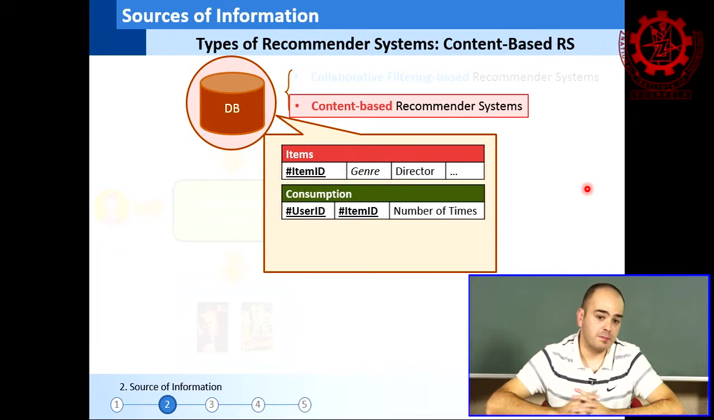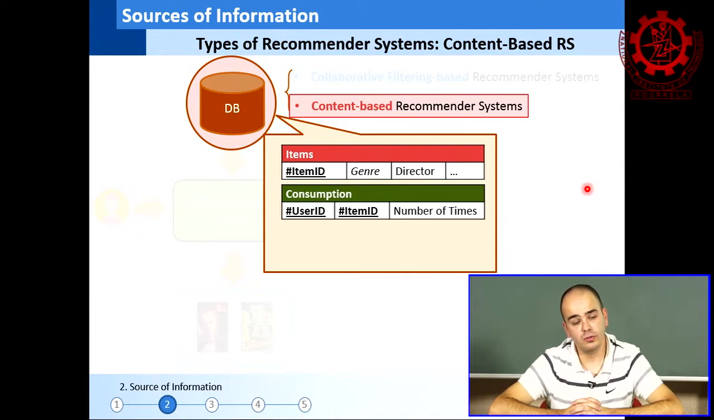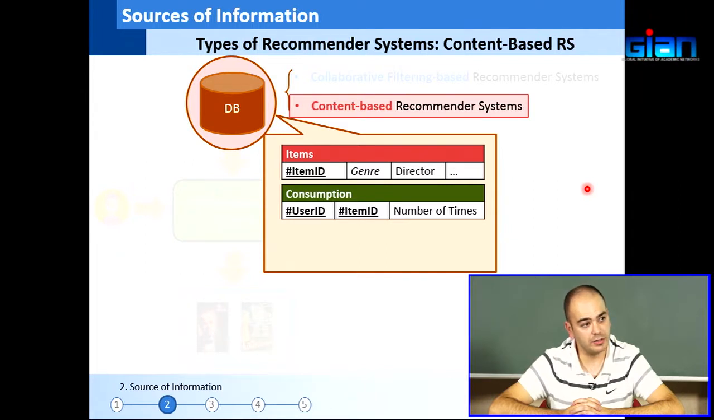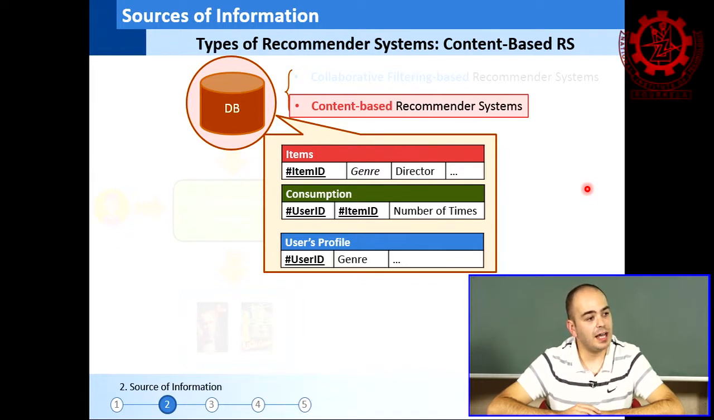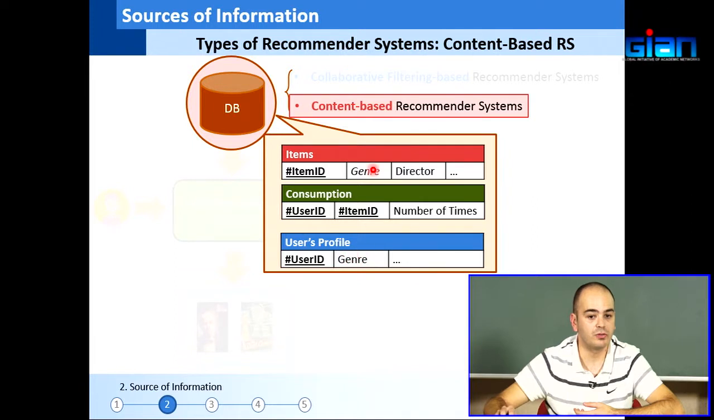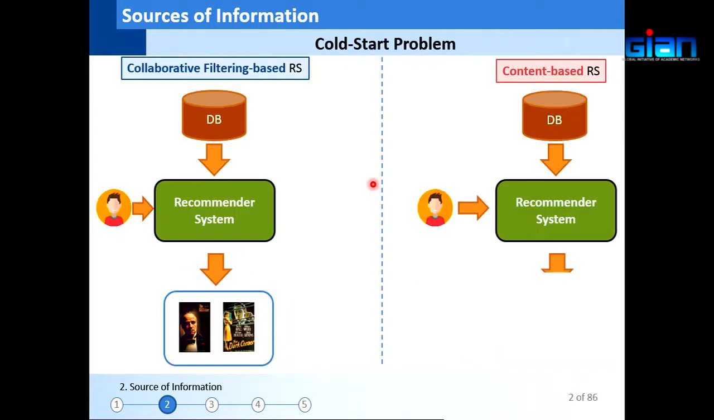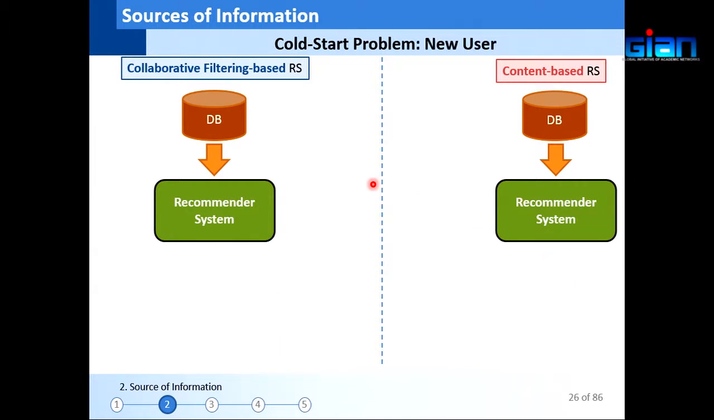When we speak about content-based recommender system, the database has mainly two important data tables. One of them is related to items, and another is related to the consumption of the users. We have another table called user profile, which indicates the kind of things that the user likes. Okay, in these features, as you can observe here, these features are related to the items. So we have here two different kinds of recommender systems, and we are going to compare both approaches.